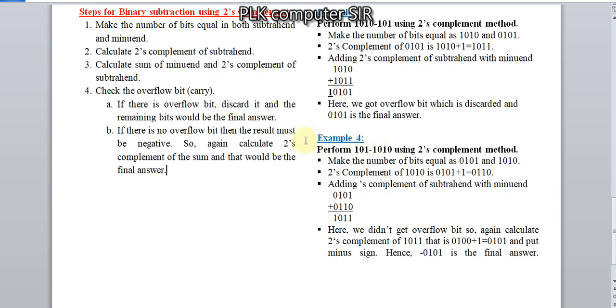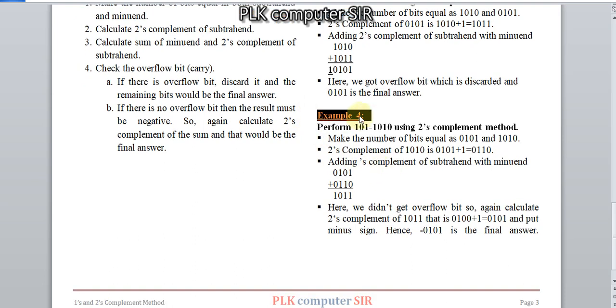Next time, if you will not get the end carry, what do we have to do, my dear students? Remember, in example 4, we have to perform 101 minus 1010. This time we will not get the overflow bit. At first we have to make both equal in bits. Here only 3 bits, so we add a leading 0 here. So now the minuend is 0101, negative sign, so the subtrahend is 1010.